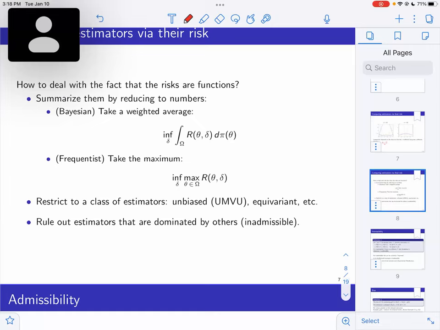There are other ways, such as restricted classes of estimators and some other approaches. That's basically what we're going to do. We're going to come back and work our way towards this. Okay. Thank you guys for your work on the next step.